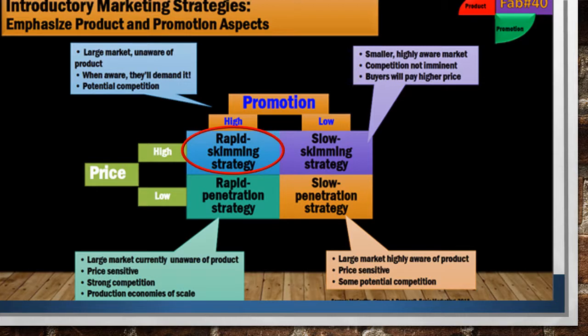To begin with, a rapid skimming strategy is a combination of a high price and a high amount of promotion. So essentially an expensive product and a lot of money spent on marketing that product.